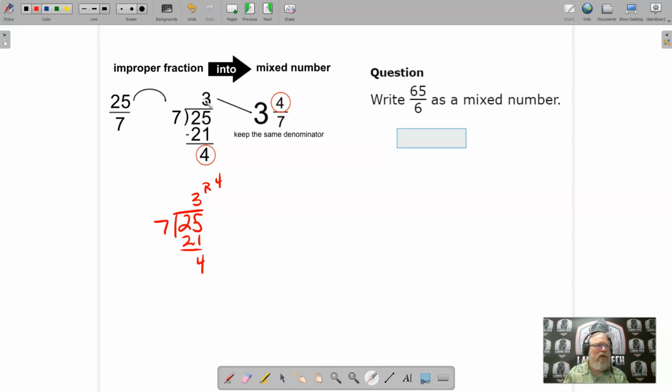So 7 went into 25 3 times. 3 is the number out here. And the remainder is 4. That's your numerator. And 7 was the denominator, so it remains the denominator. Keep the same denominator. So let's give that a try with this one here.